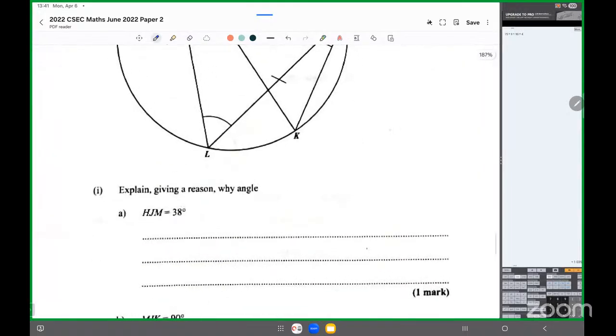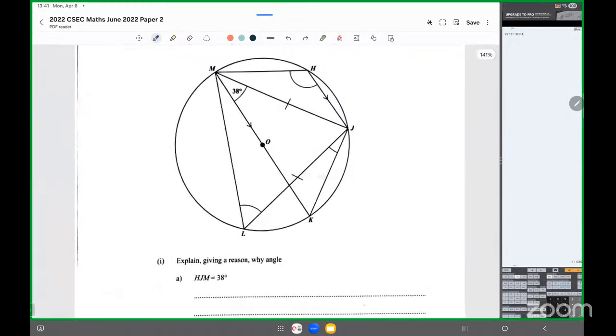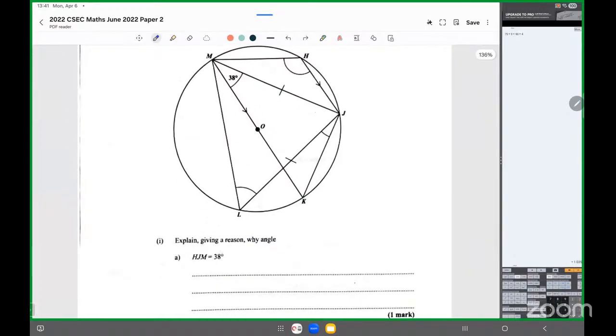It says, explain why angle HGM is 38 degrees. Where's that angle now? I think it's the Z angle. HGM. H to G to M. This angle. It's an alternate angle with this one. Alternate angles are equal. That's right. Alternate angles, which we call Z angles, are equal.